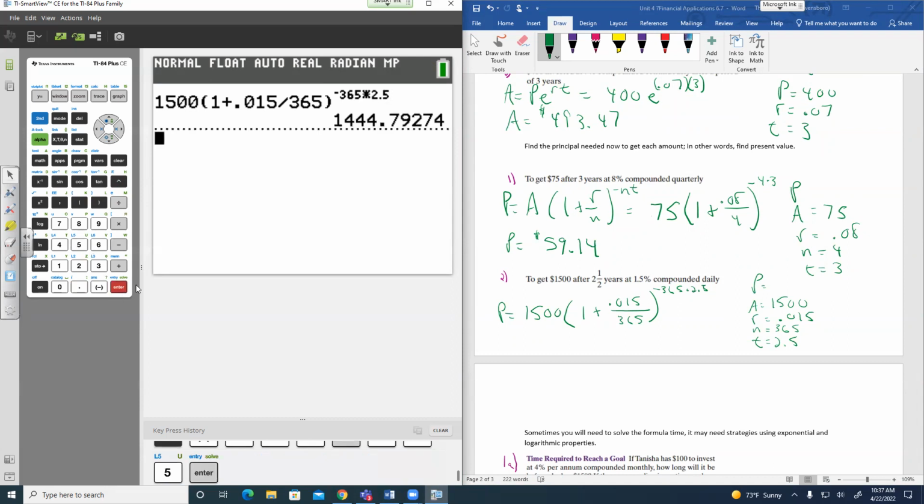So notice that, yeah, we had to have a pretty healthy amount as well, because that 1.5% is not really helping us a whole lot. So we had to start with $1,444 and about 79 cents. So it grew a little bit, but not a whole lot.